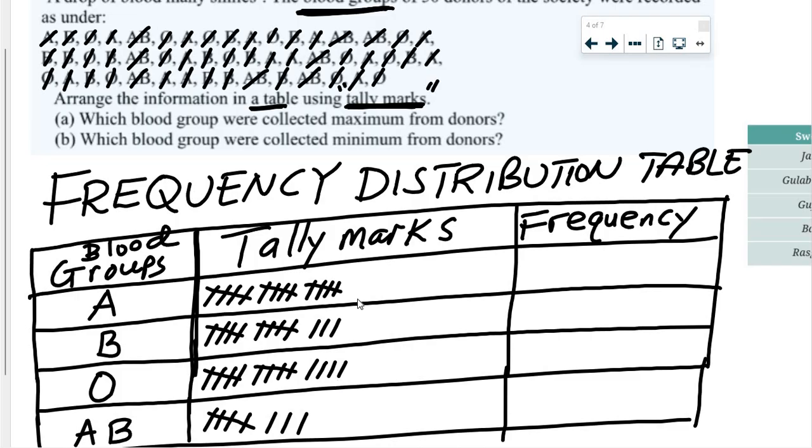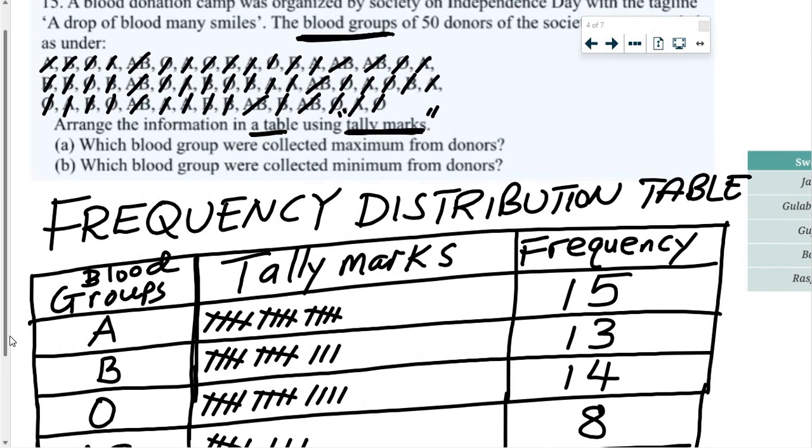Now let us start counting the tallies. A has 1, 2, 3 bundles, meaning 15. B has a bundle of 5, 1, 2, 10, 13. O has 5, 5, 10, 14. AB has 5, 8.